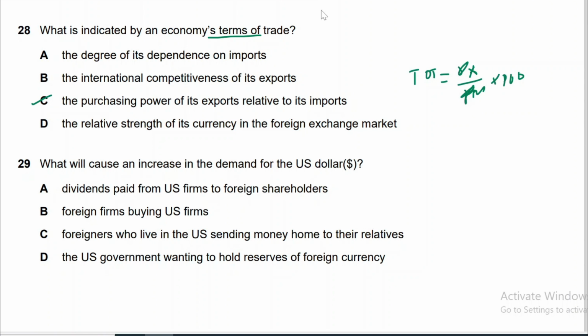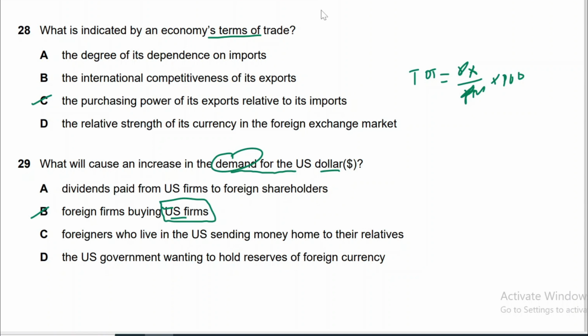Question number 29: what will cause an increase in demand for US dollars? So why will people buy more US dollars? Demand means buying. And the correct answer is option B, foreign firms buying US firms, right? If foreign businesses purchase US firms, then they will have to pay in US dollars. So to be able to pay in US dollars, they will have to purchase more US dollars. So demand for US dollars will increase. So option B is the correct answer.